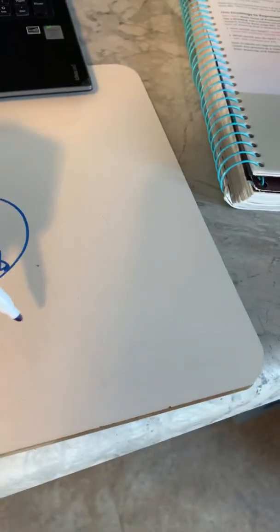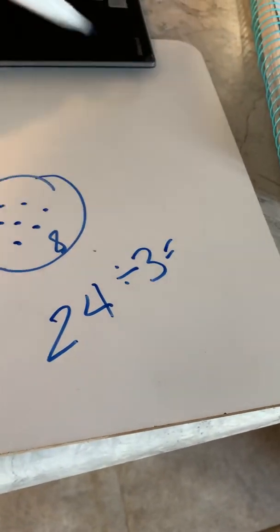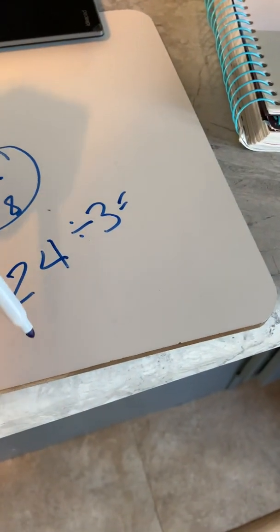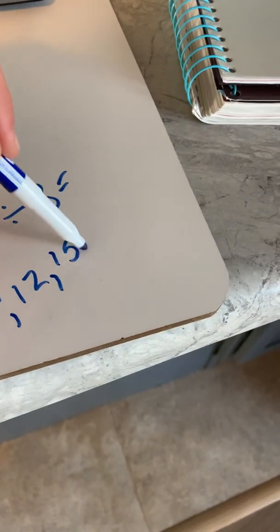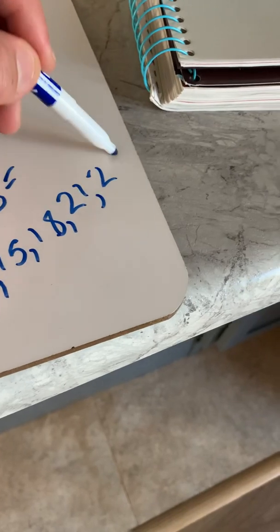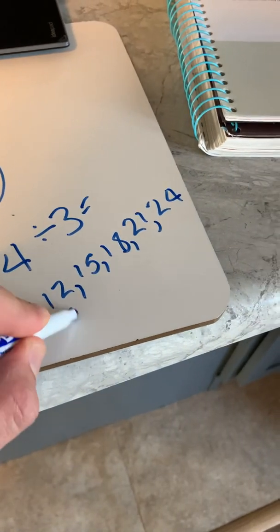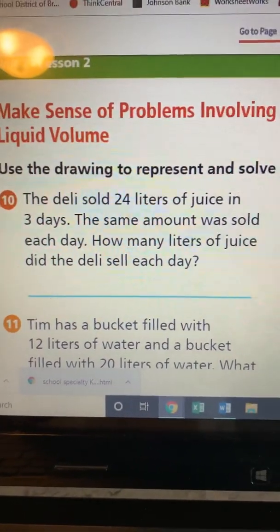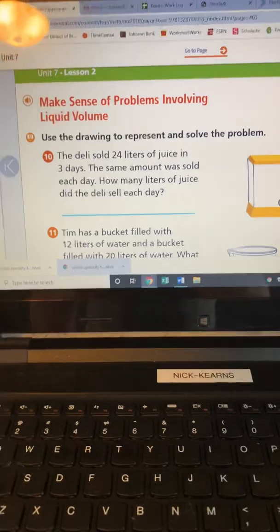But let's try the division too. 24 divided by 3. You guys know, if you already know your facts, you know 3 times 8 is 24. Or we just count by the smaller number until we get the bigger number. 3, 6, 9, 12, 15, 18, 21, 24. And how many 3s did it take? 1, 2, 3, 4, 5, 6, 7, 8. It took 8 3s. So my answer here, I think, I'm almost positive, would be 8 liters. So that's one of the tougher ones from lesson 2, guys.